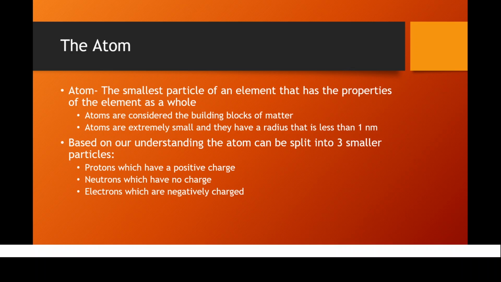And it's important to recognize that atoms are extremely small. They have a radius that is less than 1 nanometer. That's pretty much smaller than if you were to just put a little dot on your paper with a pencil mark. It would be smaller than that, okay? And where we are currently in our understanding of the atom is that it can be split into 3 smaller particles, right? You have protons, which have a positive charge. You have neutrons, which have no charge whatsoever. And you have electrons, which are negatively charged.